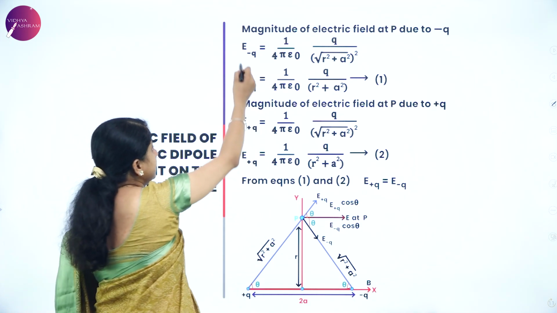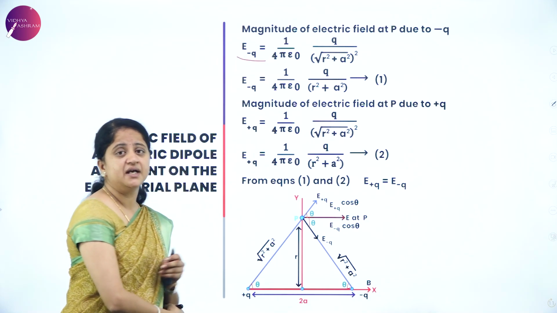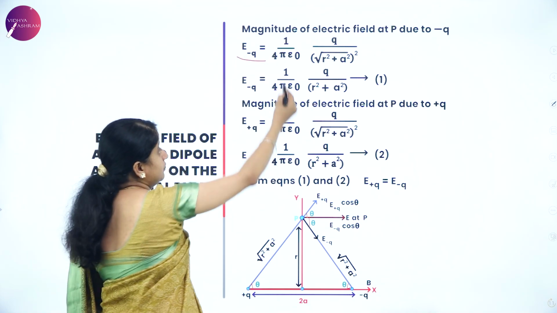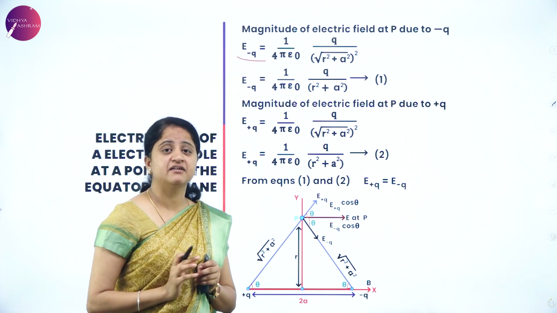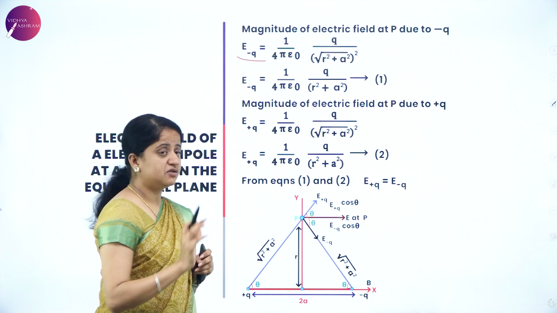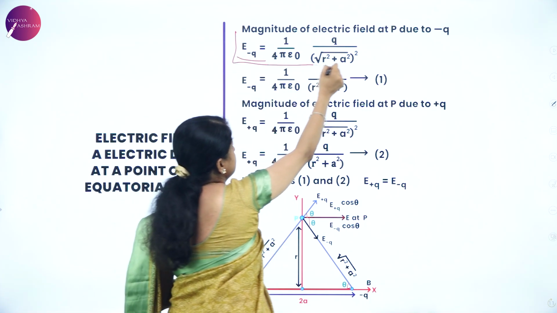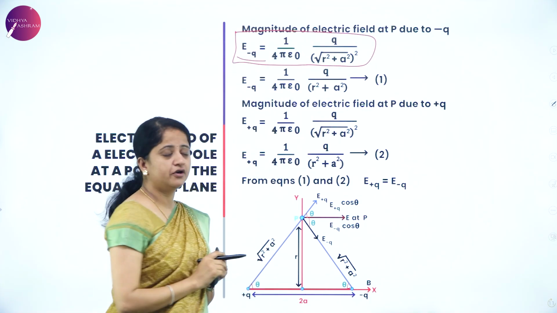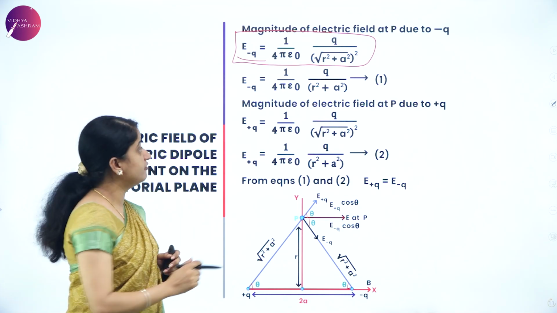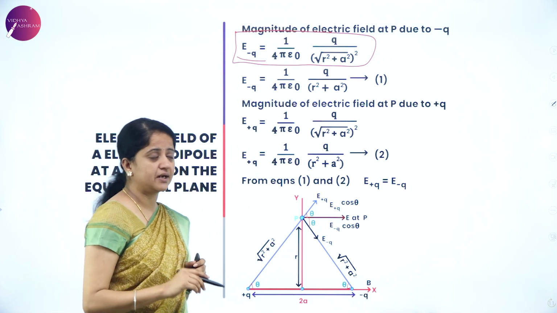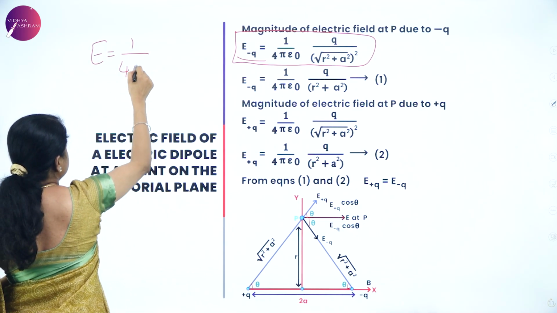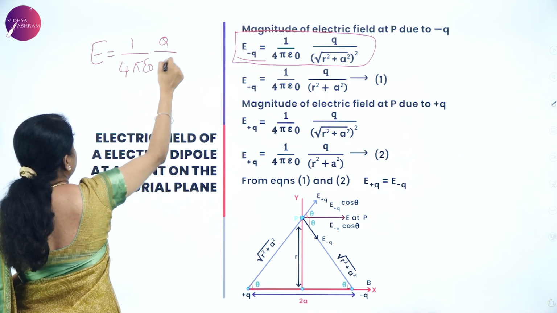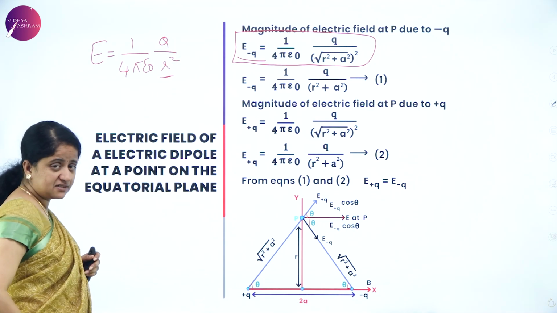So the magnitude of electric field due to minus q is given by E minus q, which is equal to 1 by 4 pi epsilon naught. We already know how to write the expression for electric field intensity at a point. So based on that, I am writing E minus q is equal to 1 by 4 pi epsilon naught q divided by root of r square plus a square the whole square. Because we know the expression for electric field intensity is 1 by 4 pi epsilon naught q divided by r square. r is nothing but the distance of separation.